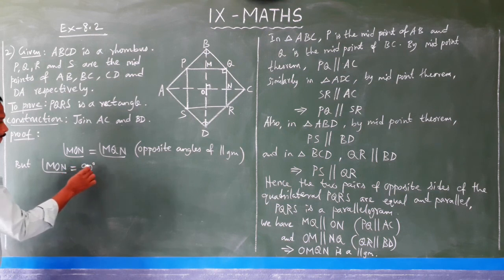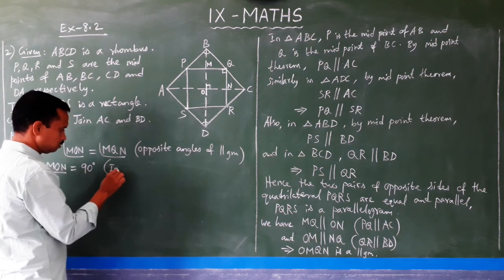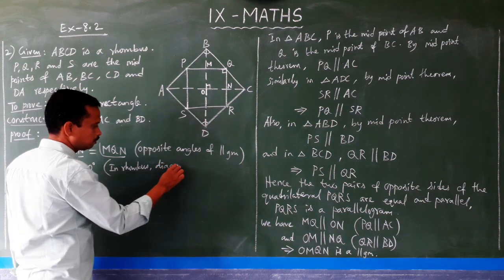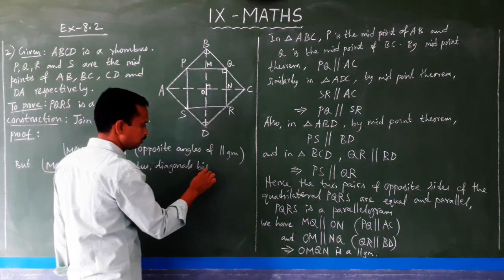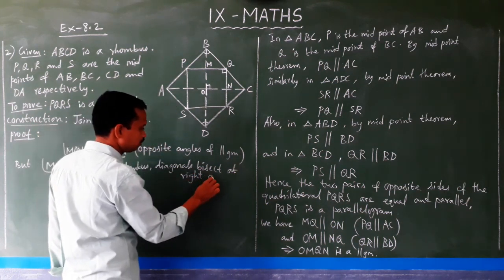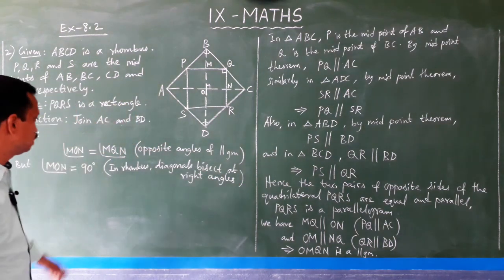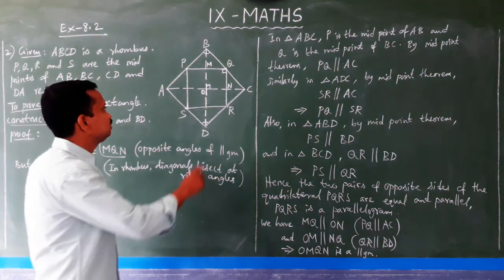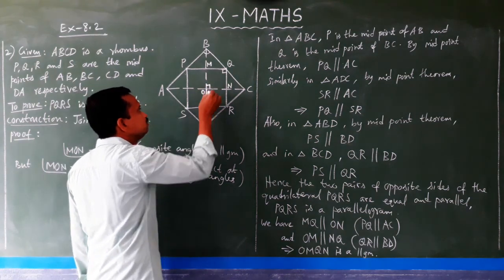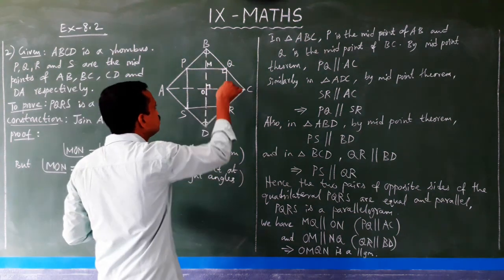You know why? The reason is, in a rhombus, diagonals bisect at right angle. That is a property. That's why I told you to learn all the properties of the quadrilaterals. In a rhombus, diagonals bisect at right angle. AC and BD are the diagonals, so they bisect at right angle, which means this will be 90 degrees. So MON is 90 degrees. Therefore, MQN is also 90 degrees.